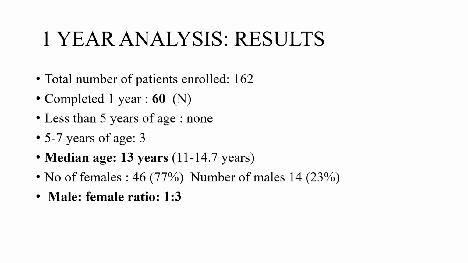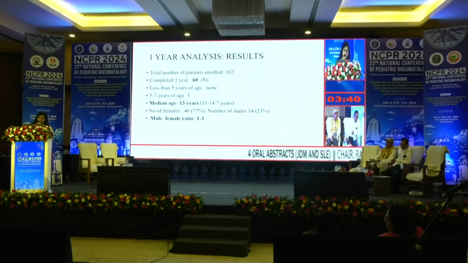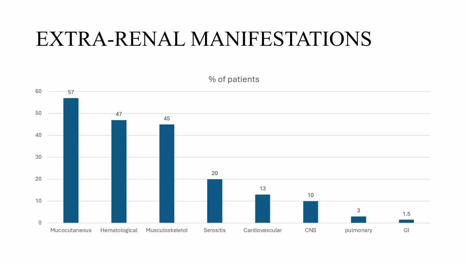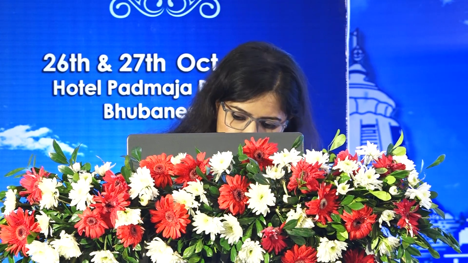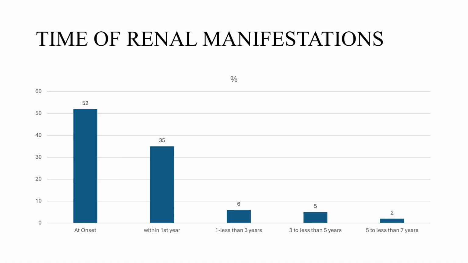For the one-year analysis, out of the 162 patients who were enrolled, 60 patients had completed 1 year. These are the patients whom we are analyzing at this stage. The median age was 13 years and the male-female ratio was 1:3. The most common extrarenal manifestation was mucocutaneous, followed by hematological, then musculoskeletal. Regarding the time of renal manifestations since disease onset, half of them were at disease onset, another third within 1 year of disease onset, and the rest were within 1 to 5 years, 5 to 7, and more than 7.